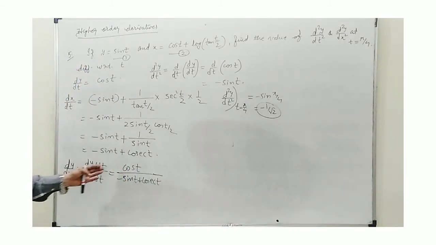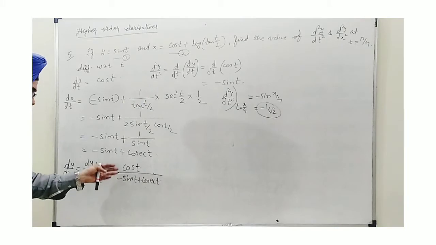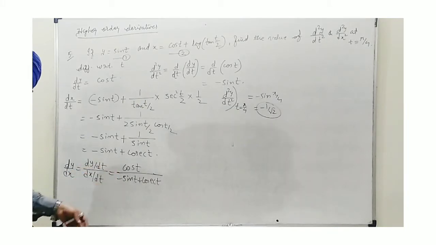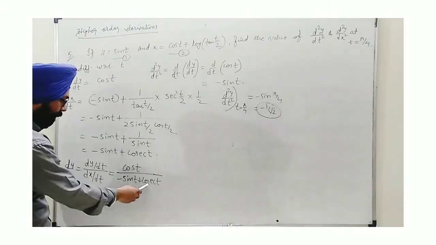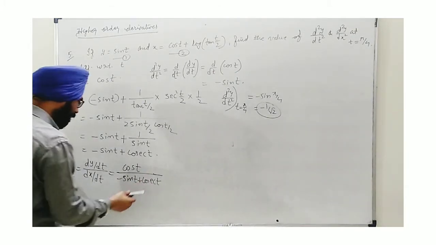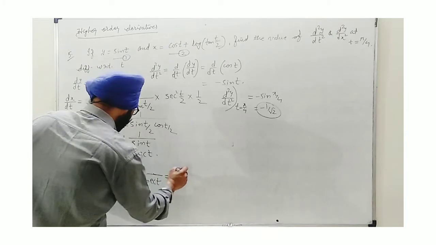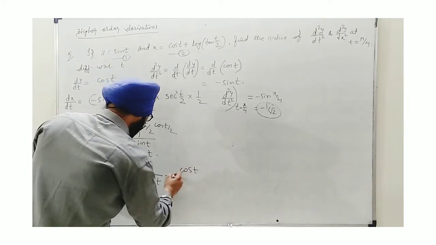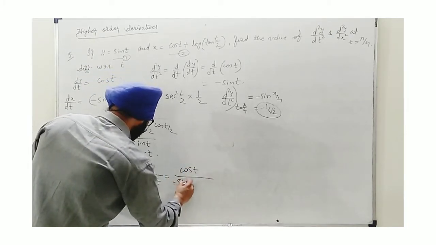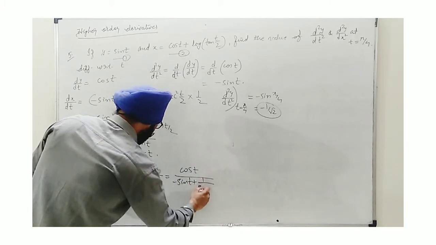Now we find dy by dx in such a form, and I don't consider this very convenient. So if a simplification is possible, we should do that. Cosec is 1 upon sin. Okay, so if I do, I find that cos t minus sin t plus 1 upon sin t.